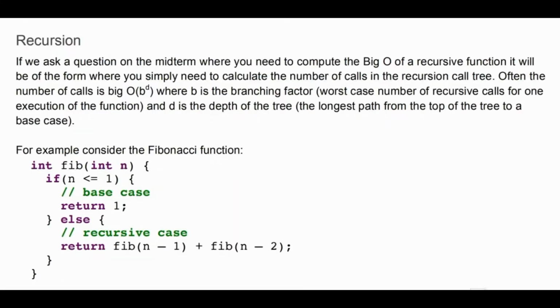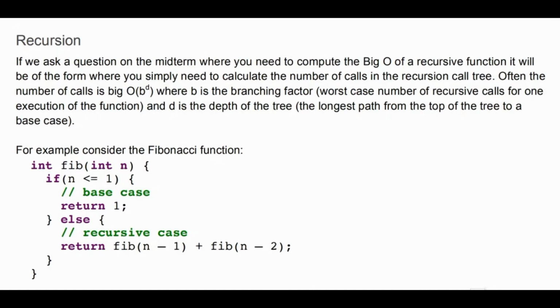The next problem we are going to tackle is the problem on recursive algorithm. If we're going to compute for the big O of a recursive function, it will be of the form where you simply need to calculate the number of calls in the recursion call tree. Often the number of calls is big O of b to the d, where b is the branching factor, the worst case number of recursive calls for one execution of the function, and d is the depth of the tree, the longest path from the top of the tree to a base case.